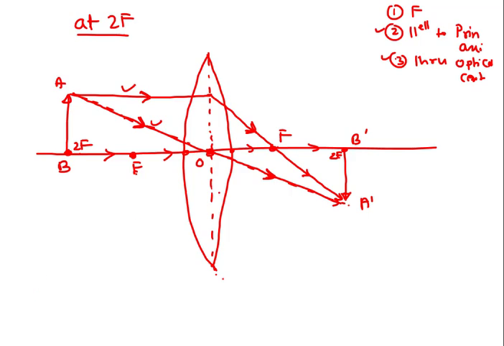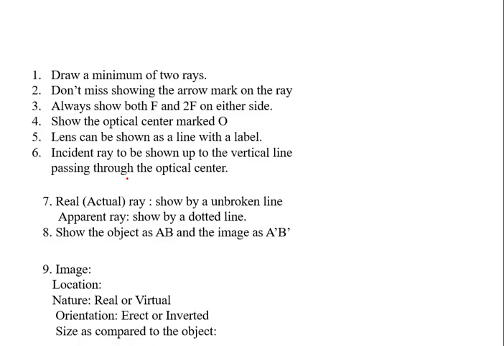But because we are taking convex lenses which are symmetric on both sides, therefore this turns out to be 2f. Actually, this is the center of curvature and we should show it as C. So important to show f on both sides and 2f on both sides. Technically, this is f1 and this is f2. Similarly, this will be 2f1 and 2f2, but it's okay if we show it as f and f on both sides. Show the optical center marked O.